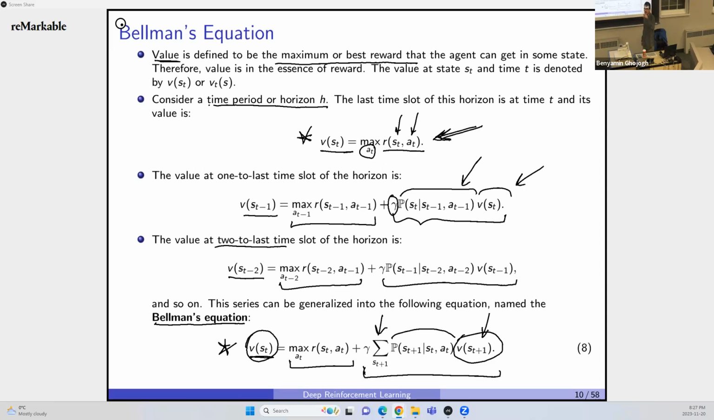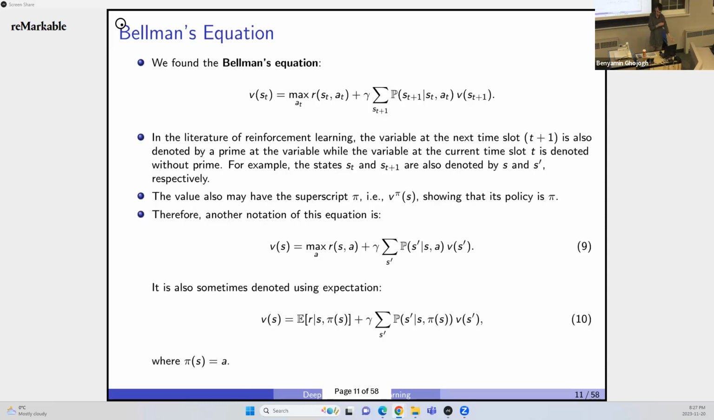No, this happens. The gamma to the power t happens if you replace this recursion with its formula. So VST has VST plus 1 in it. VST plus 1 has VST plus 2 in it. VST plus 1 has some gamma in it. Gamma times gamma becomes gamma to the power 2. Right? You will have that. Okay. So this was the Bellman equation.